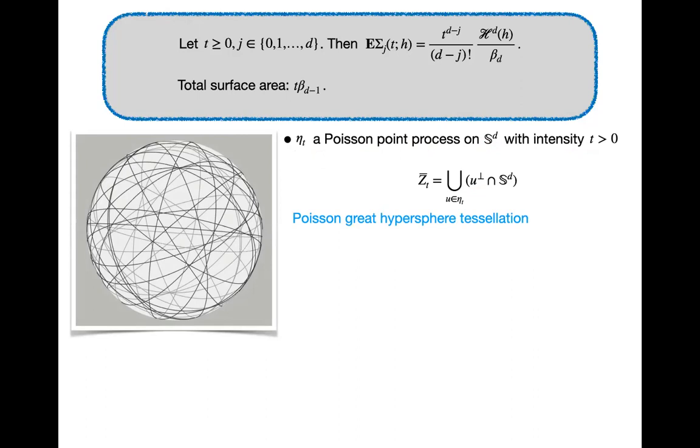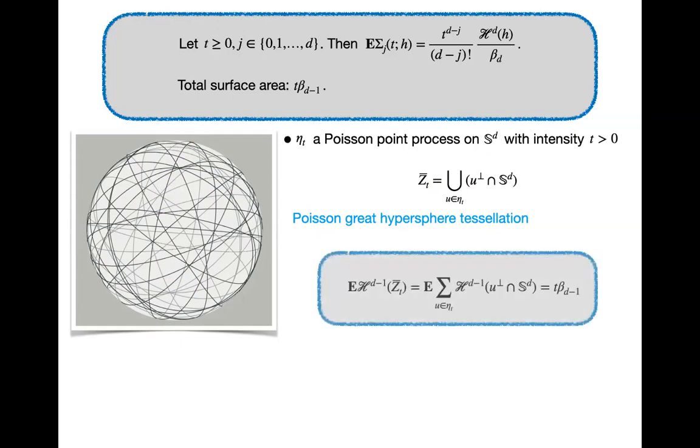This is a hyperplane, a linear hyperplane in R^(d+1). And it cuts out a great hypersphere from the sphere, of course. So once you intersect it with the sphere, and you take the union of all these great hyperspheres that come in here, the picture that arises is this guy here. And this is the Poisson great hypersphere tessellation of S^d.